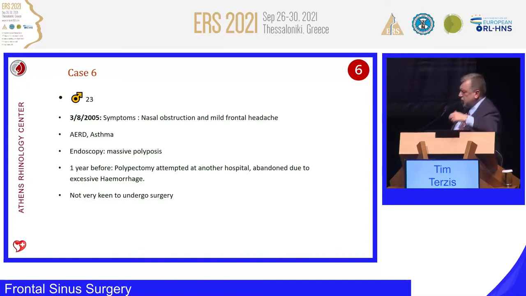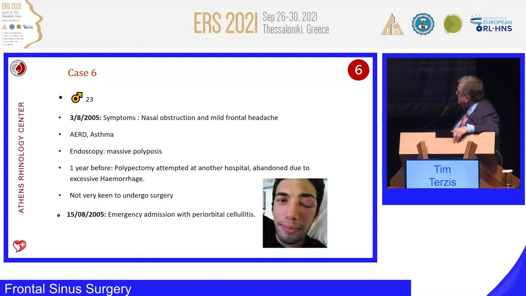This is the next case, a 23-year-old man, typical Samter's triad patient with massive polyposis, aspirin intolerance and asthma. One year before he presented to us, he had a polypectomy attempted at another hospital, which was abandoned due to excessive hemorrhage, so the patient was not very keen to undergo another surgery. But a few days after that, he presented as an emergency admission with periorbital cellulitis.